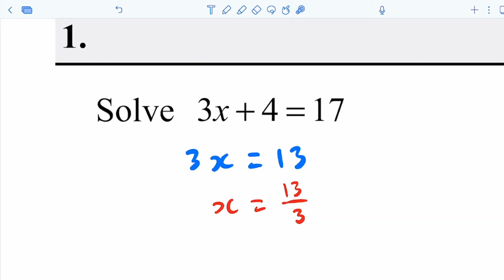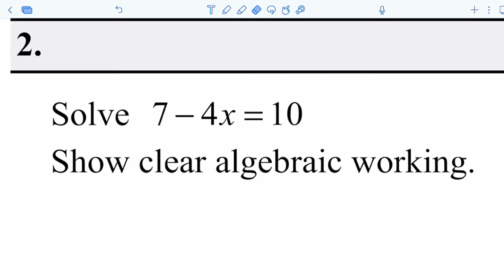So just to recap, the first thing is we need to get the x term to be on its own. And once the x term is on its own, we then need to just leave it in the form of x. Okay, so for question 2, we've got 7 take away 4x equals 10.